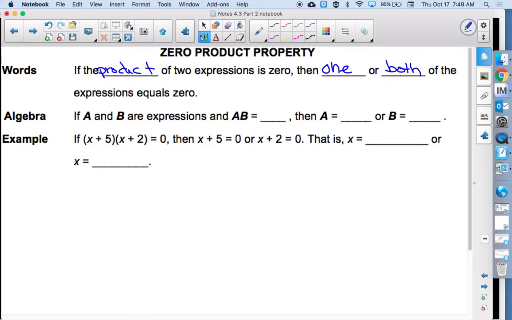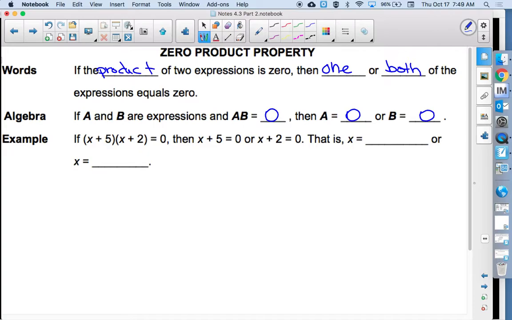Kind of makes sense. A lot of math properties and theories are facts that somebody a long time ago created to make it a fact so that we can use it. The algebra part says a and b are expressions. A times b is 0. So this is the 0 product property. They have to multiply together to be 0. So then again, either the a is 0 or the b is 0. Or both.